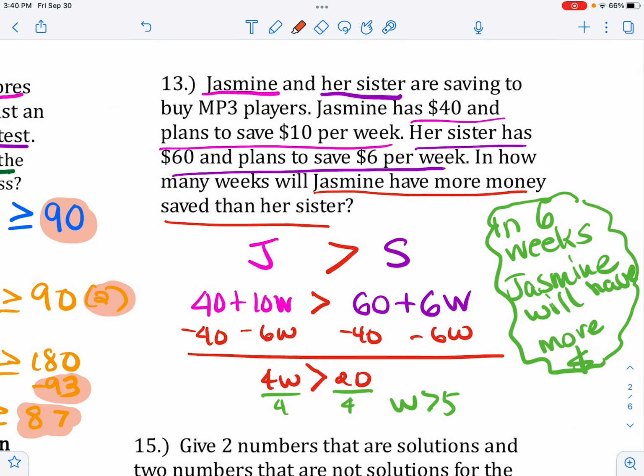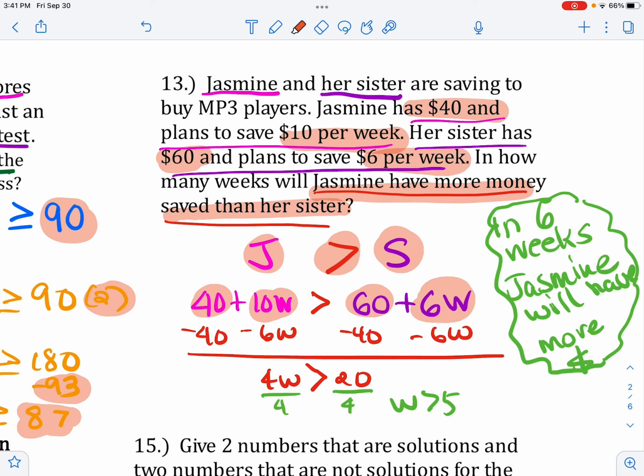On 13, Jasmine and her sister are saving for an MP3 player, right? And they have these different ways they are saving their money. But bottom line, we want to know, when will Jasmine have more than her sister? So Jasmine will have more than her sister. And then we represent Jasmine with how she's saving her money. She already has $40 and she's saving $10 per week, right? Where her sister already has $60, that's why she's ahead, but she's only going to save $6 per week.